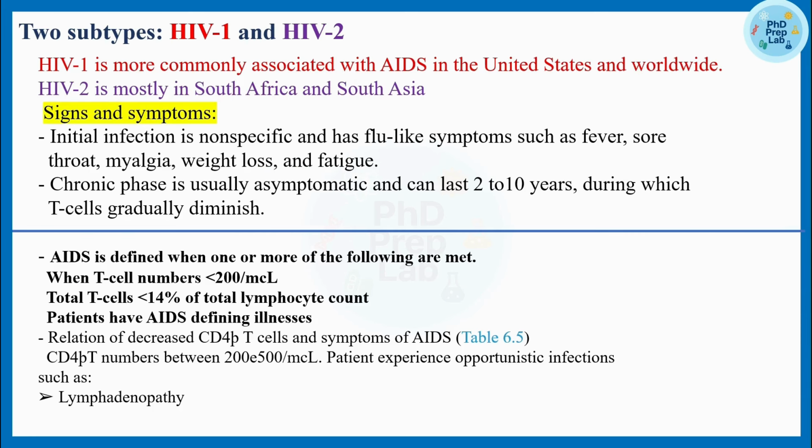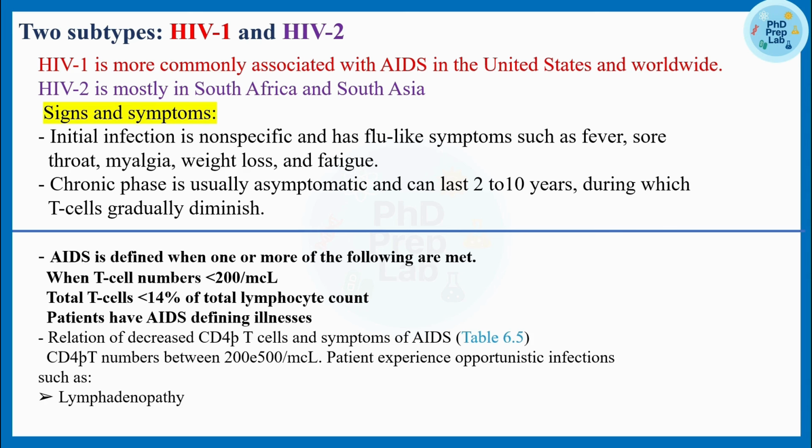There are two subtypes of HIV, HIV-1 and HIV-2. HIV-1 is majorly seen in the US and other parts of the world, but HIV-2 is mostly seen in South Africa and the southern part of Asia. For symptoms, you could be asymptomatic for up to 10 years after you have acquired the infection. It usually starts with general symptoms like fever, sore throat, weight loss, fatigue, and over time gradually increases to severe symptoms.